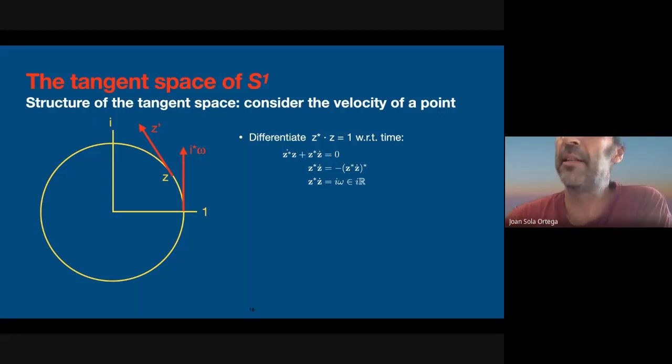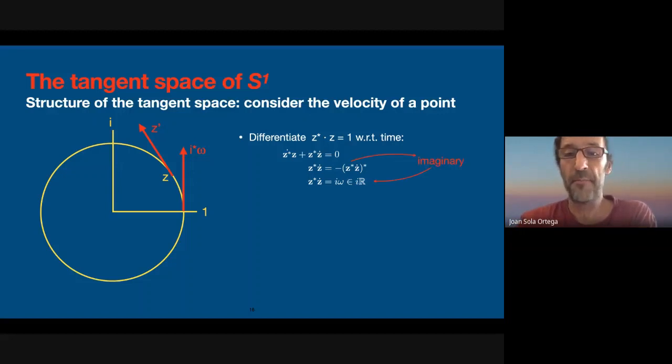all the numbers that are equal to minus their conjugates, if you think a little bit about that, they must be imaginary numbers. Okay, if you conjugate an imaginary number, you get minus the number, right? So it's mandatory that every element z conjugate z dot is in the form I times omega. Okay, and this is the form of the Lie algebra.